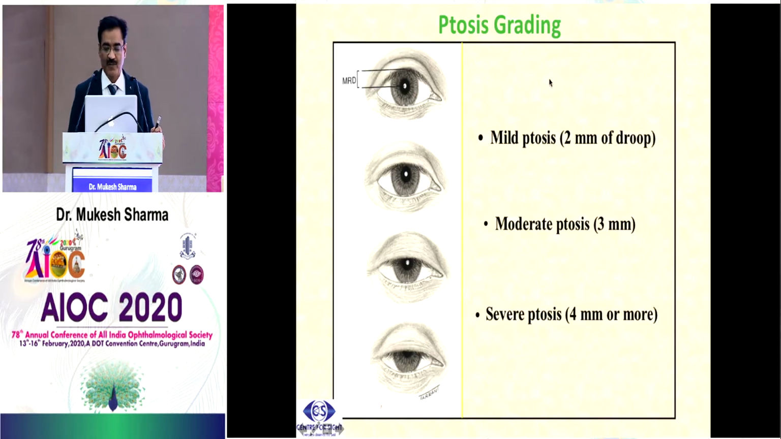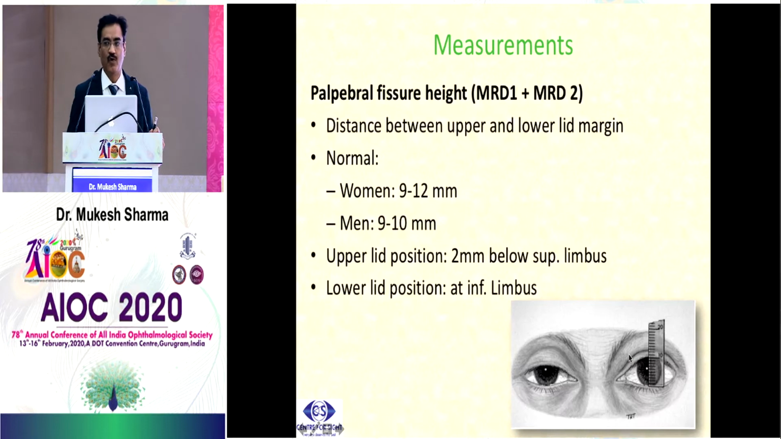Ptosis is graded as mild, moderate, and severe. Mild if it is 2 millimeter, moderate if it is 3 millimeter, and severe if it is 4 or more. Palpebral fissure height, we have already discussed it. Upper lid position, you must always remember it. The upper lid covers 2 millimeter of cornea, at the superior limbus, and the lower lid just touches the inferior limbus.